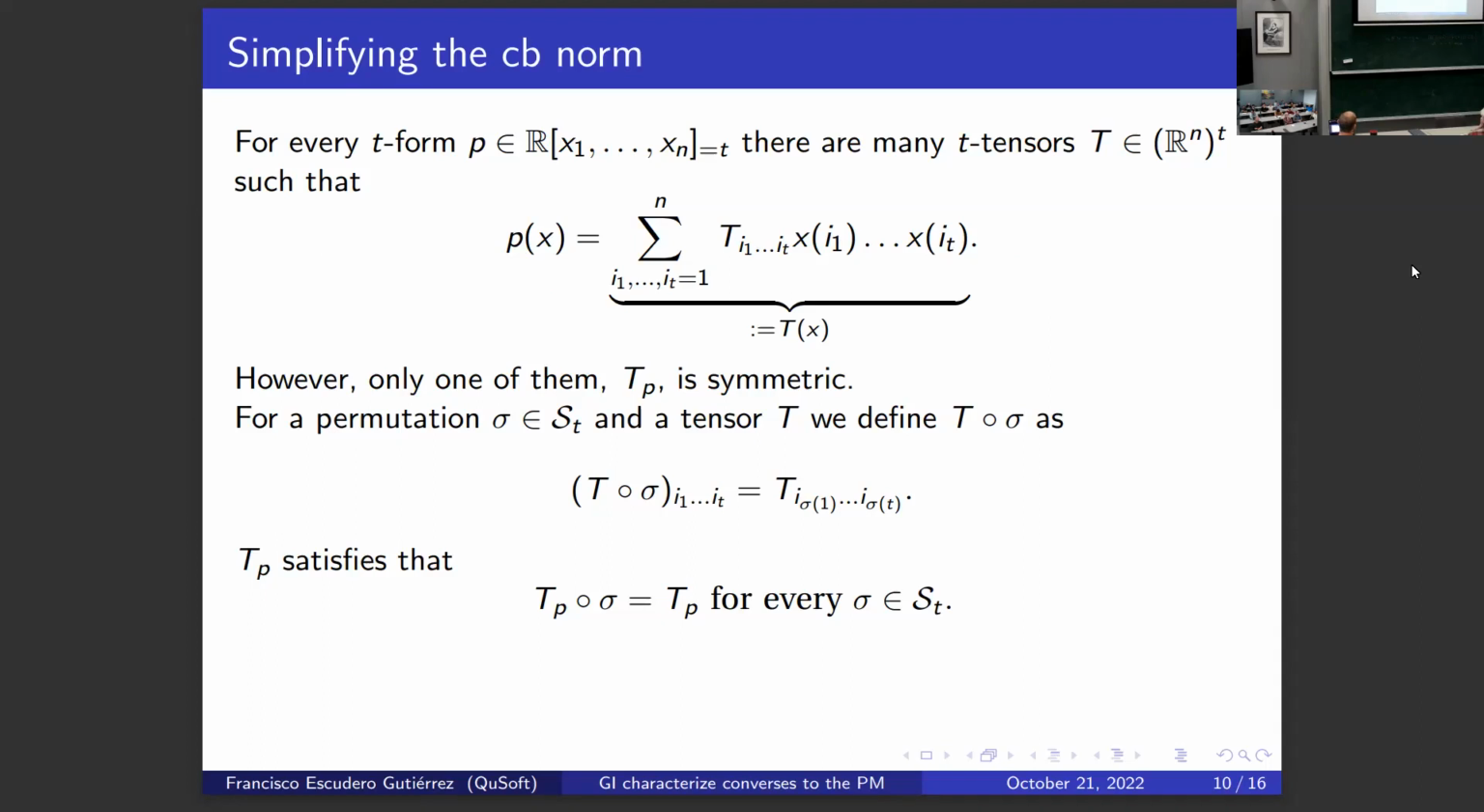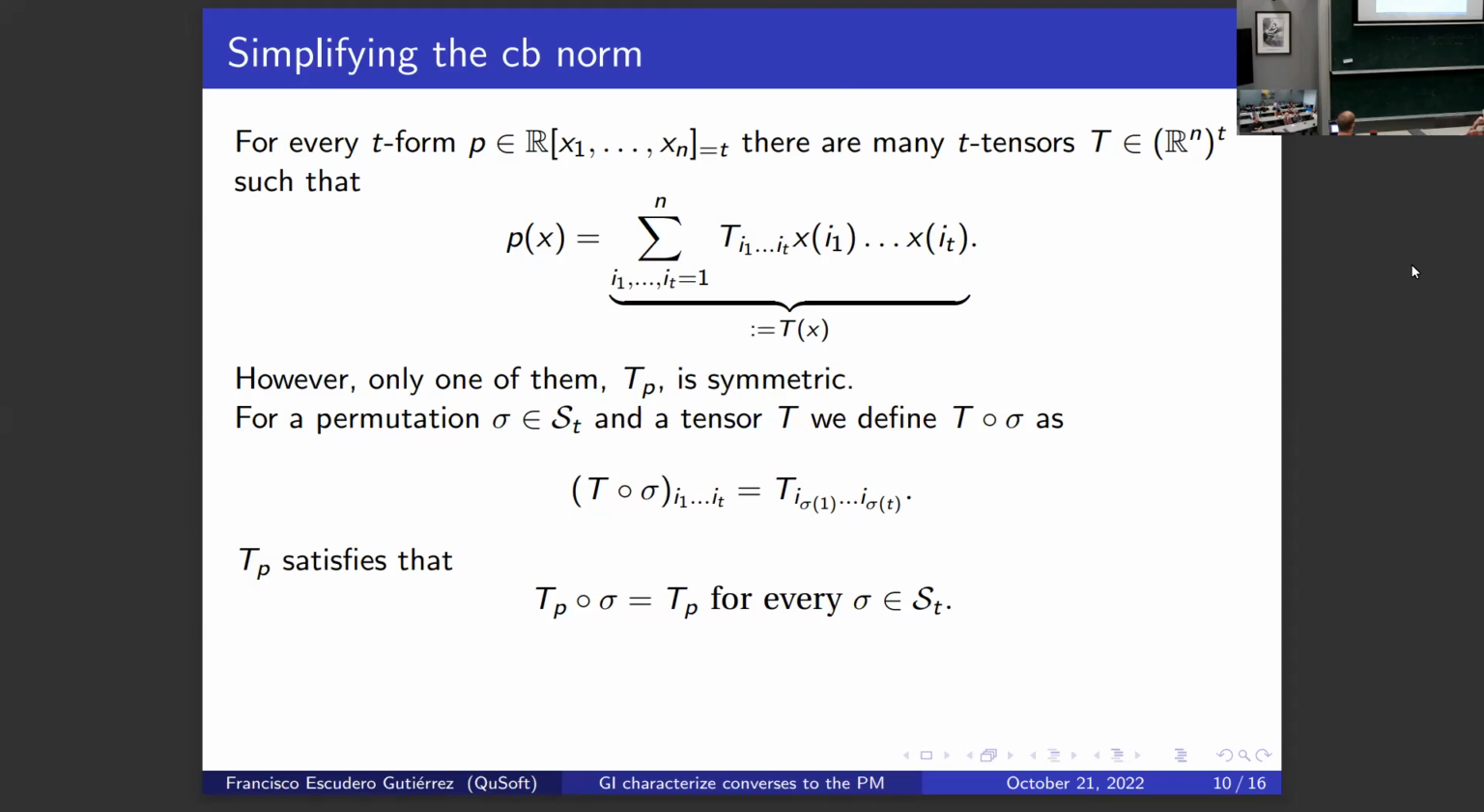G of X is, by definition, equal to P of X. Yes, this is how I define the evaluation of a tensor on a bit string. What does it mean for a tensor to be equal to a polynomial? This is the evaluation of a tensor on a bit string. And what I'm saying is that given a polynomial, there are many tensors such that when you evaluate the polynomial on a bit string, you get the tensor.